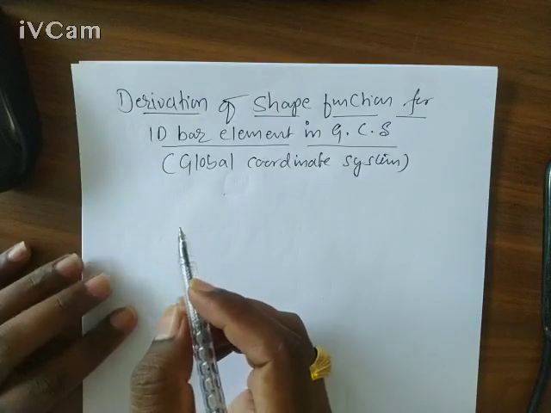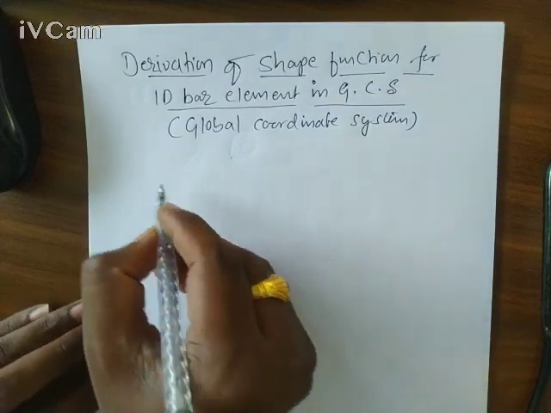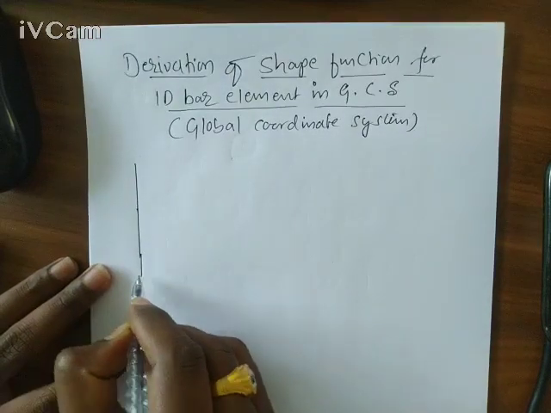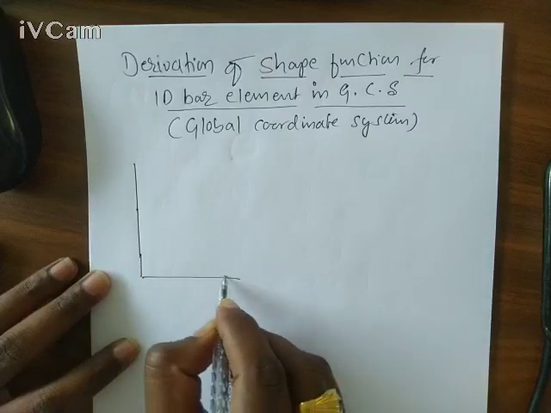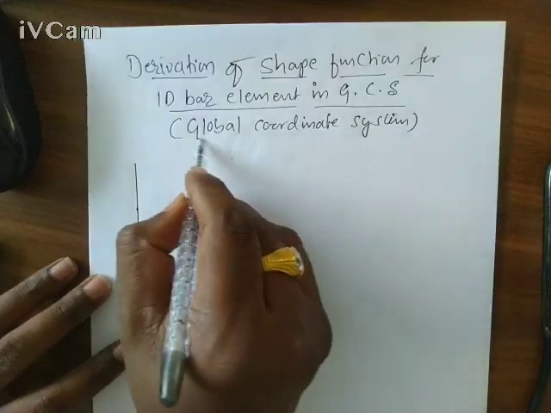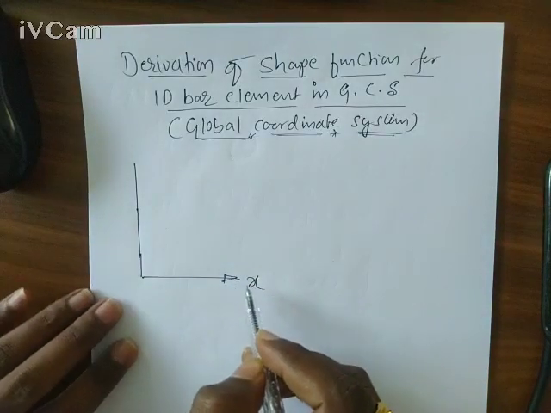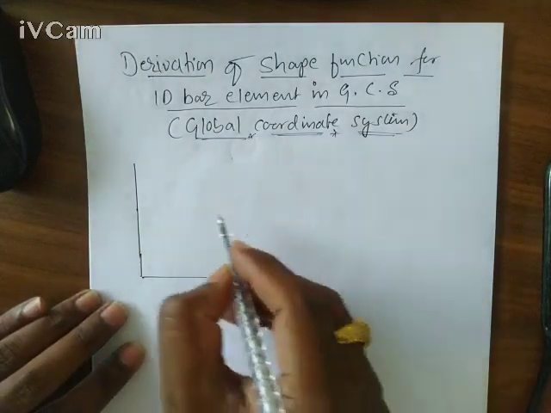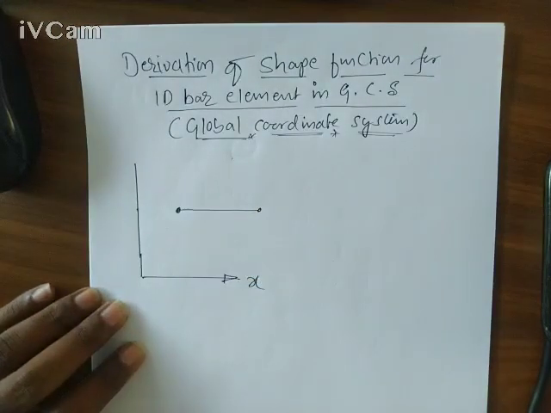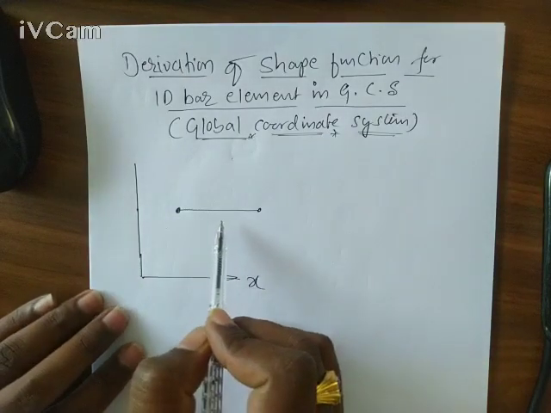Okay, so first let me write down the sketch for this derivation. So this is x. Why am I using it? Because the derivation is being asked in the global coordinate system, so I am using global coordinate as one of the coordinates here. As we know, a bar element is an example of a one dimensional element.